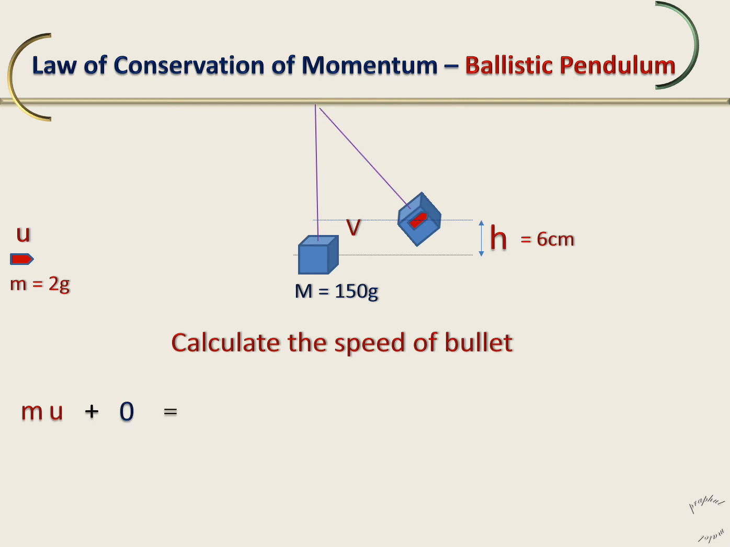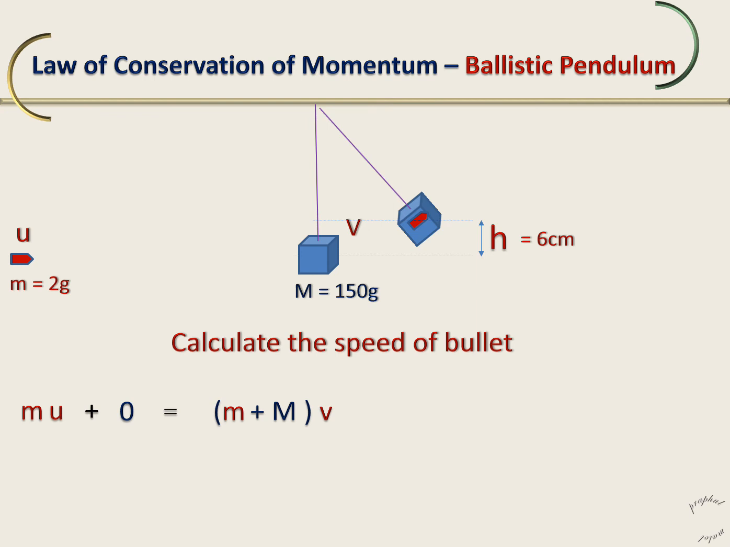After collision, the block and the bullet are moving together, so I'm adding both masses together into their common velocity v. But the problem here is I don't know their velocity after collision. I want to find u, but I don't know v. If I could get v, easily I can solve this. Now I'm trying to find the velocity of the block and bullet after collision.